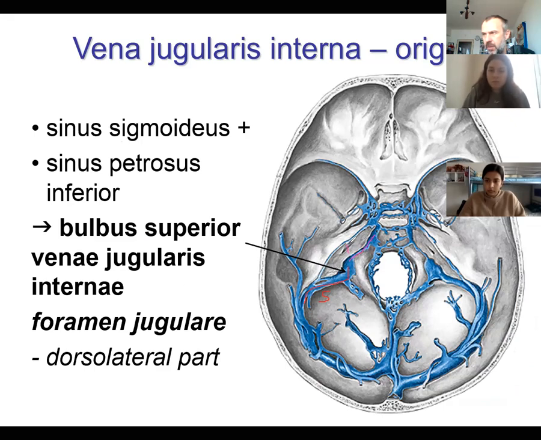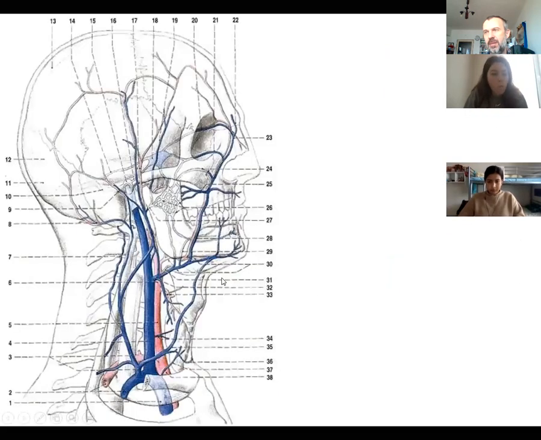Inferior petrous sinus. We know that the jugular foramen in its ventromedial part contains the 9th, 10th, and 11th cranial nerves and a posterior meningeal artery. So that's the origin. These are the easy parts of the internal jugular vein.